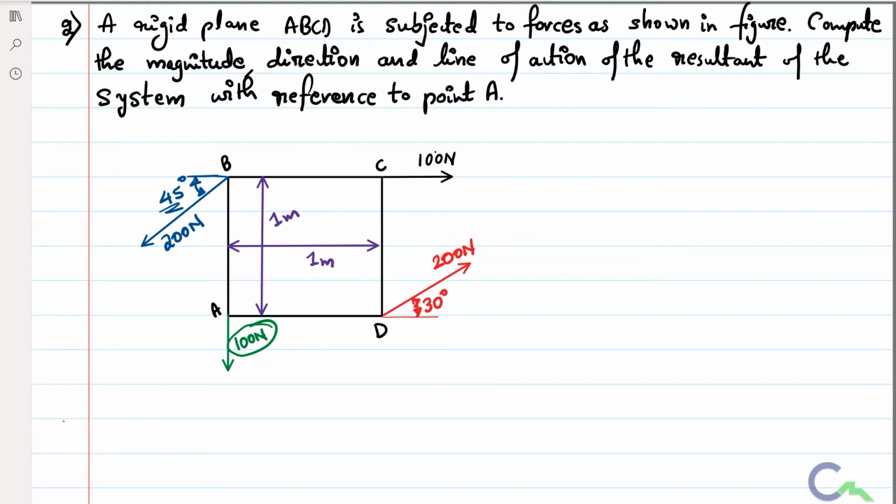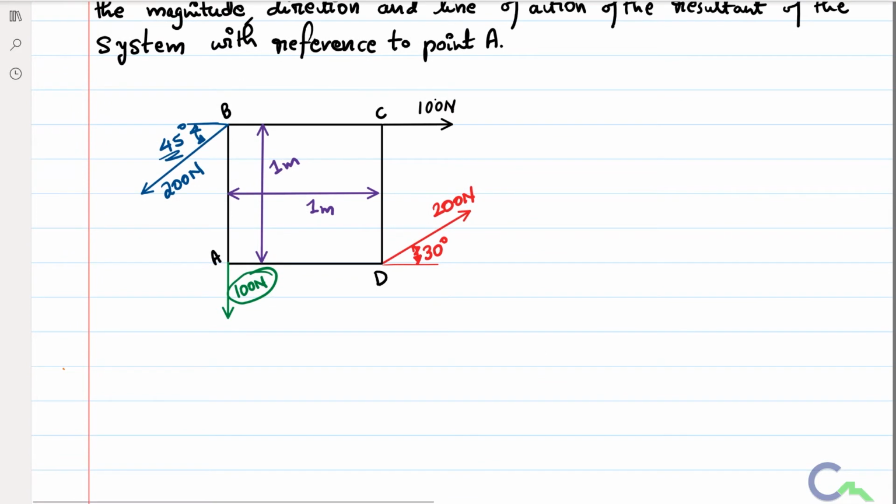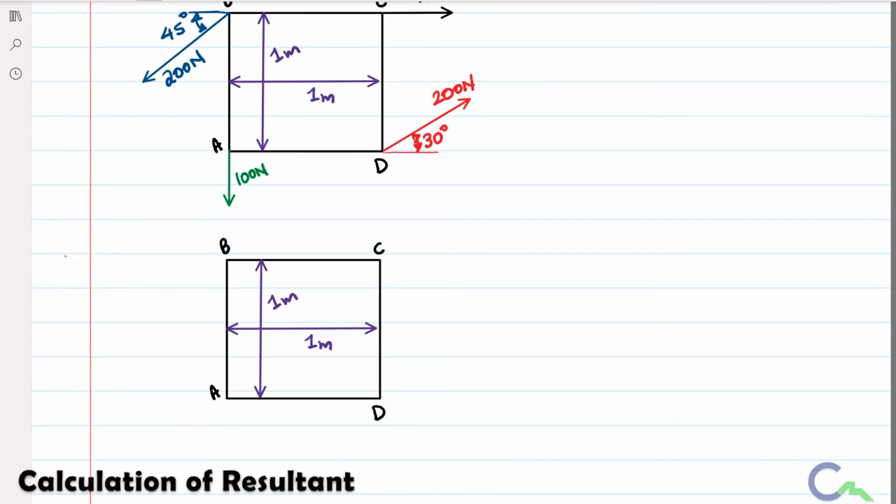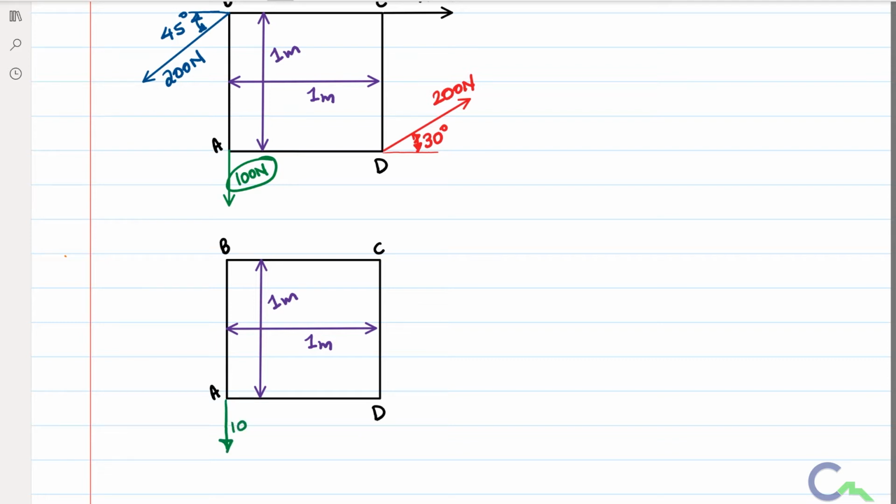In the first part of the question, we have to calculate the resultant. Then in the second part, we have to locate the resultant with respect to A. So first I am going to resolve these forces in horizontal and vertical direction. Firstly, I am going to take that 100 Newton force. It is acting exactly in vertical direction. There is no horizontal component for that force.